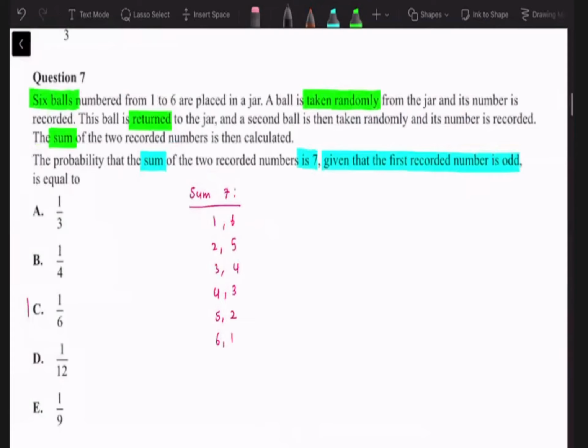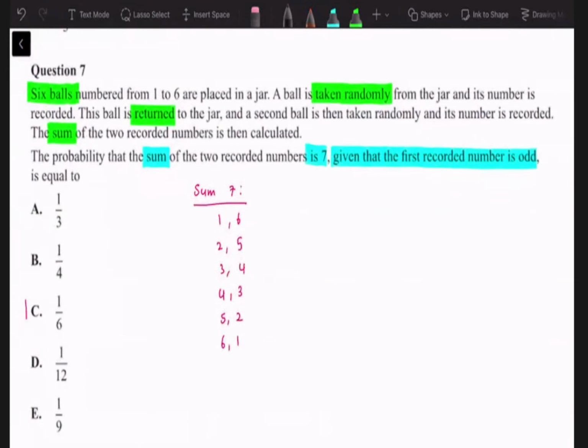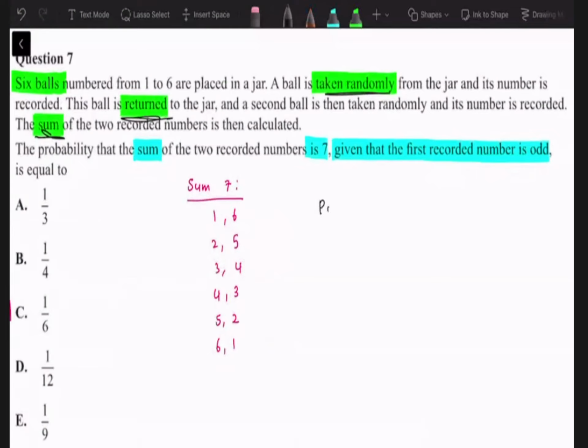Question 7, sorry. Question 7, so we have a jar and there's 6 balls and they're taken randomly and they're replaced. So they return to the jar, and we're looking at the sum of the 2 numbers. The question they're asking us is the probability that the sum is 7, given that the first number is odd.